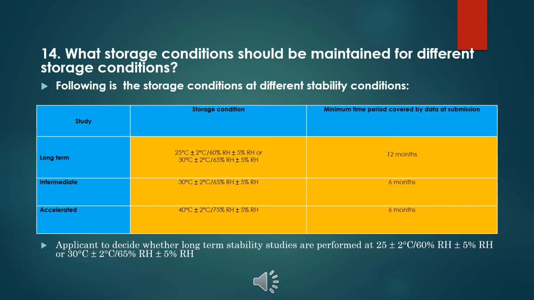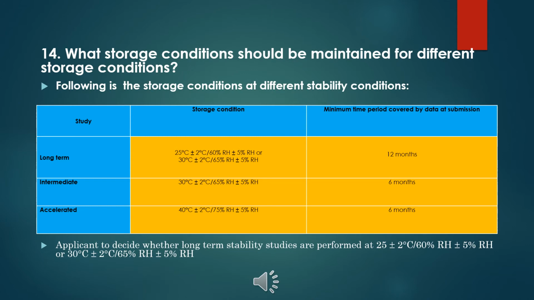Next question, friends. What storage conditions should be maintained for different storage conditions? So here we have given a table where we have defined the storage conditions. For long term, we have given 25 degree plus minus 2 degree with 60% RH plus minus 5% RH.